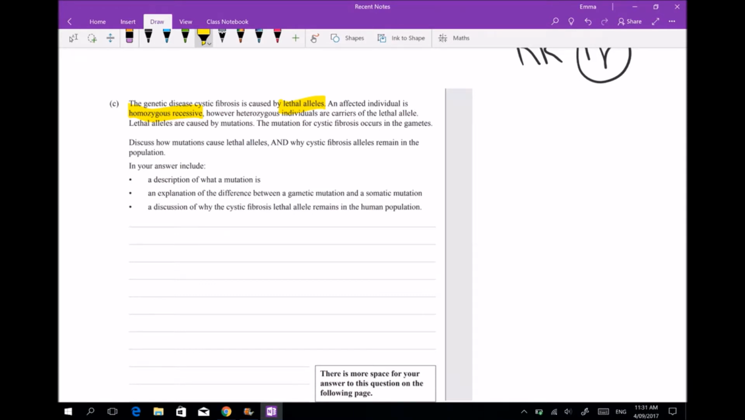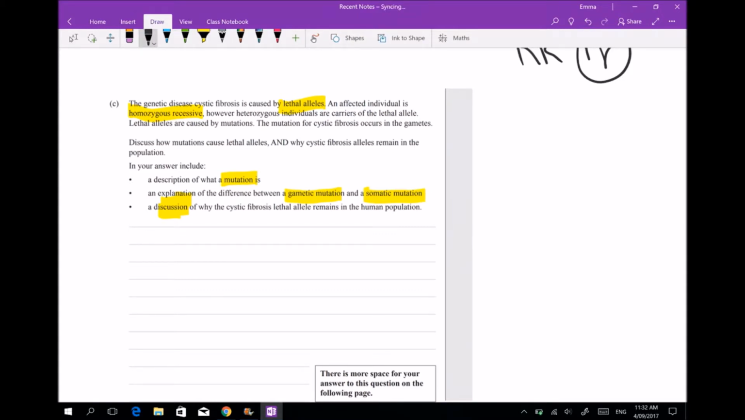So what are they wanting us to do? They're wanting us to describe what a mutation is. Whenever you see describe, we're talking achieved. They want an explanation of the difference between a gametic mutation and a somatic mutation. Whenever you see explanation, they're talking merit. A discussion is always excellent. Discussion of why the cystic fibrosis lethal allele remains in the human population.